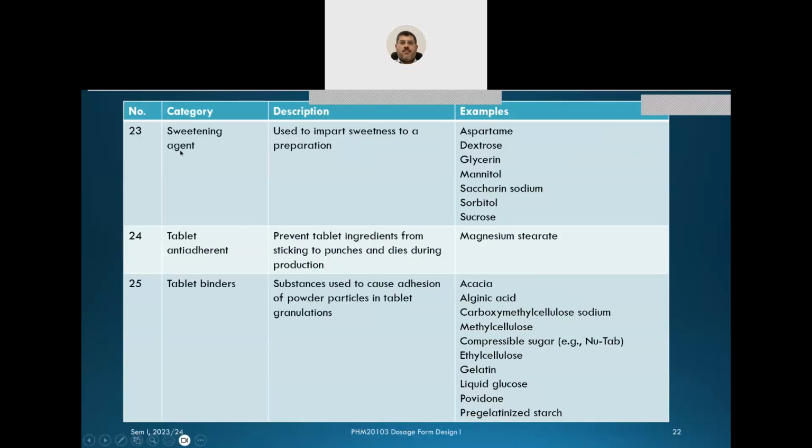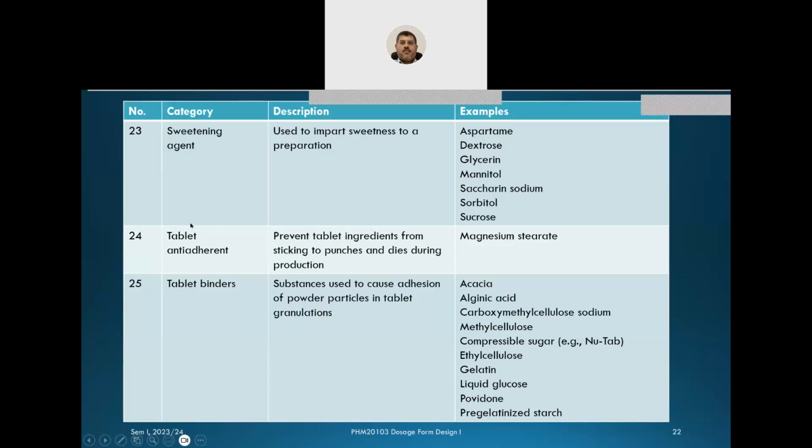In some formulations, mainly for oral administration, you may need to add a sweetening agent to improve the taste, to mask the unpleasant taste of the drug. So they are used to impart sweetness to a preparation, like some synthetic materials like aspartame or saccharin, and some are natural like glycerin, dextrose, mannitol, sorbitol, and sucrose.